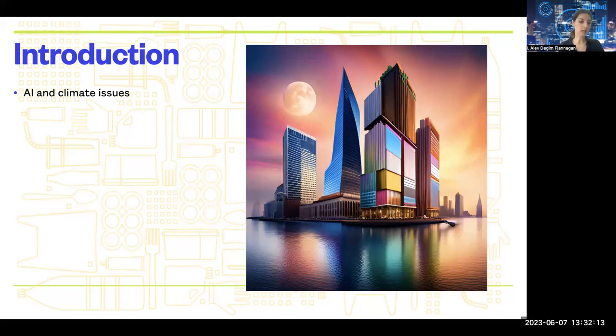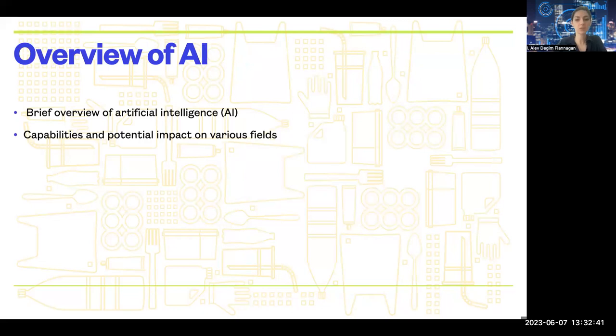Global warming and environmental issues are among the most critical challenges of our time. Rising temperatures, extreme weather events, deforestation, and pollution pose significant threats to our planet and future generations. To address these challenges effectively, we need to transform what we know, and we need to develop new approaches. And this is where AI comes into play. So let's look at a brief overview of what we can do with AI technologies.